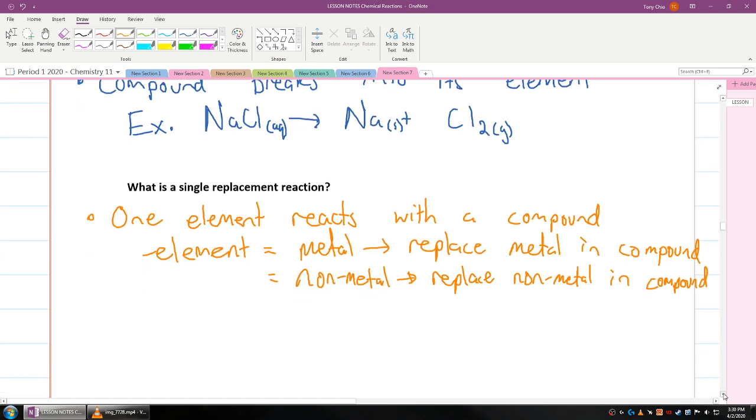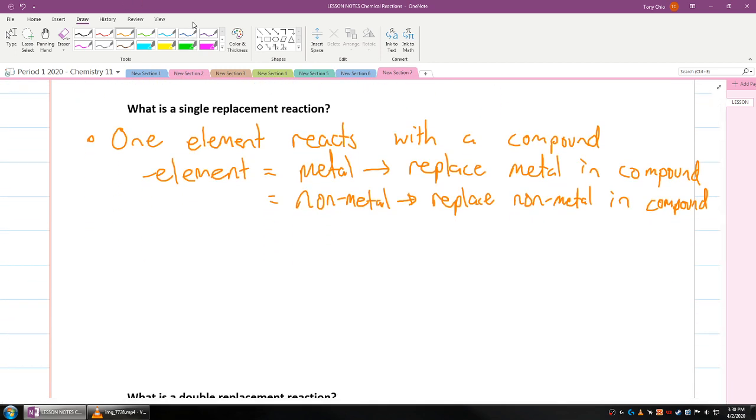So, what does this look like? Well, it can happen in 2 different cases. For example, if A reacts with BC, A is your element, BC is your compound. And let's say A is a metal. If A is a metal, then it's going to switch out with B. So B gets kicked off while A takes over its place, and you're going to get B by itself and AC, like so. So that's one scenario that's happening.